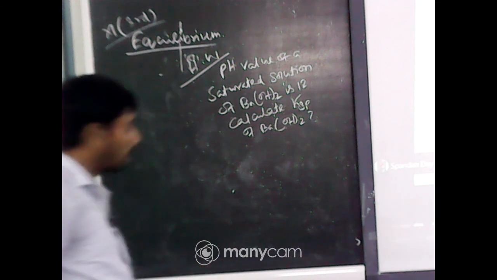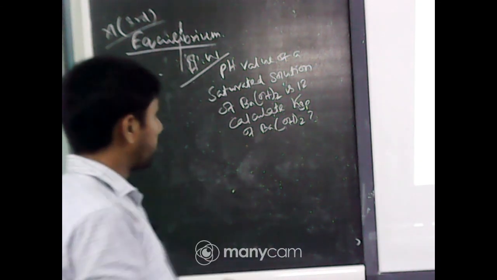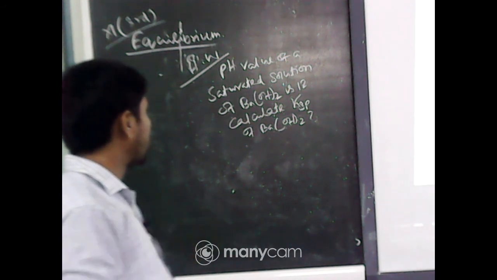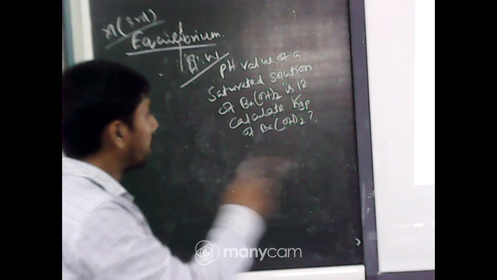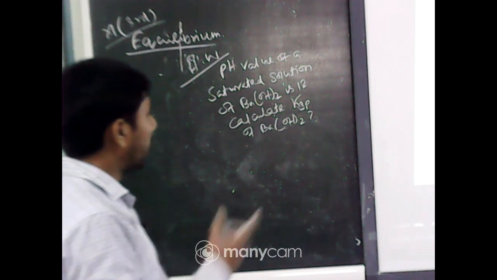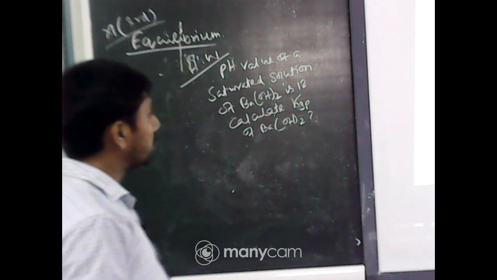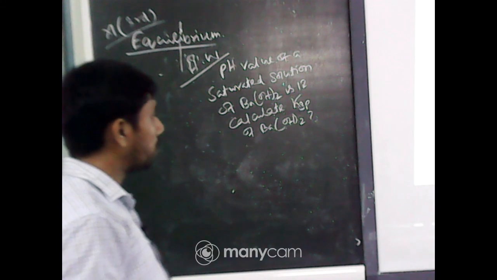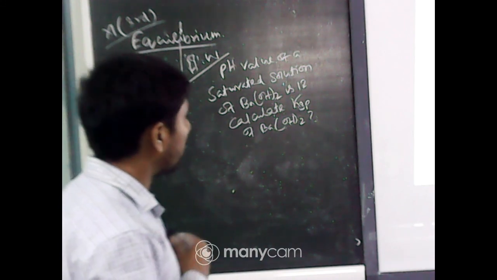Okay, so write it down first: the pH value of a saturated solution of barium hydroxide is 12. Now calculate the Ksp. It is very simple. First write down the equilibrium equation, and from there you will get the concentration of OH minus. pH is given, that is 12, so pOH will be 14 minus 12, that is 2. So in this way we have to start.